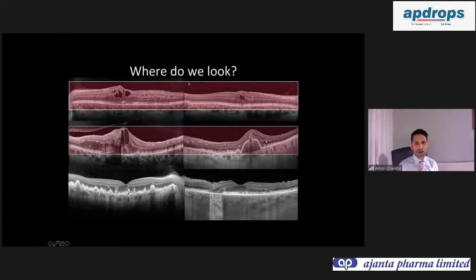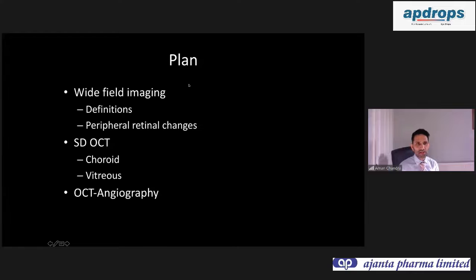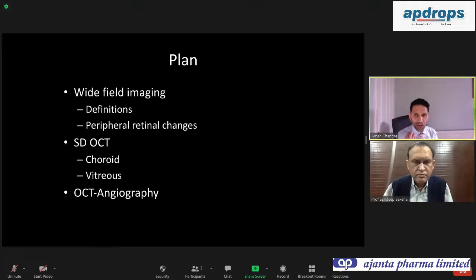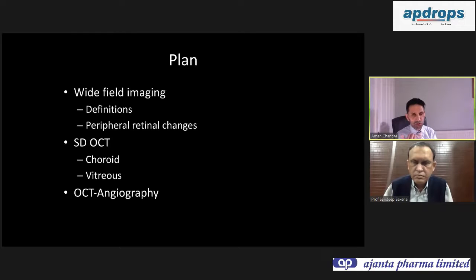So OCT-A really is useful for looking at the retina. I've talked about wide field imaging. We've talked about definitions. We've talked about its use in peripheral retinal changes. I've talked about spectral domain OCT, how it's very useful in the choroid and the vitreous, and looking at the structure and how we use it almost every day in retinal clinics. And I've given you a very quick run through OCT angiography. It's a very big topic and I hope I haven't confused you, because it is a difficult subject, and it's a relatively new tool.